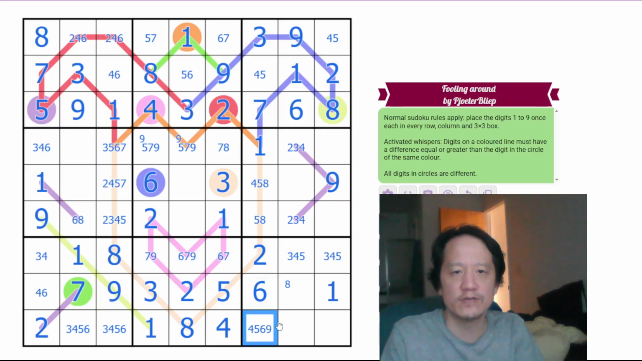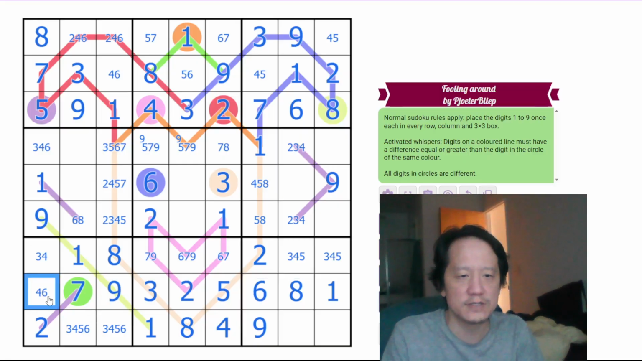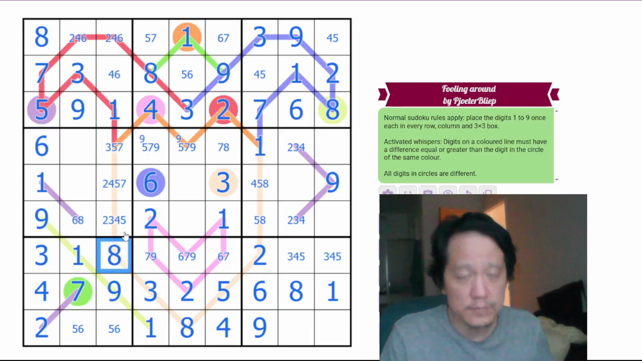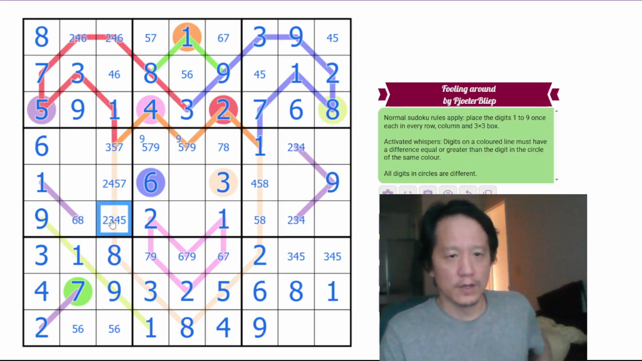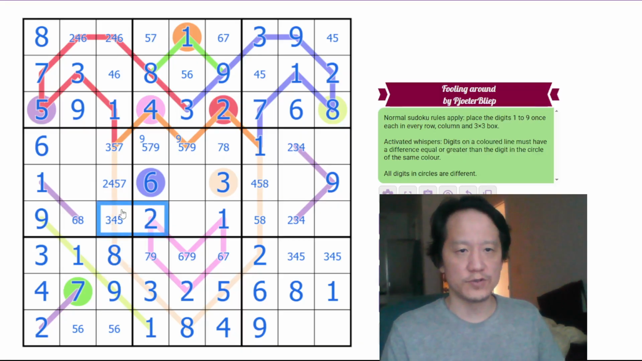This can't be 4, 5, or 6 now. This has to be 9, which makes this 8. This 6 eliminates 6 here. That's 4. This is 3. This can't be 3 or 4. This can't be 3 or 4, so this is 6, which means this can't be 6. This can't be 2 anymore because of the 2 in the row. This can't be 2. This is 3 or 4.